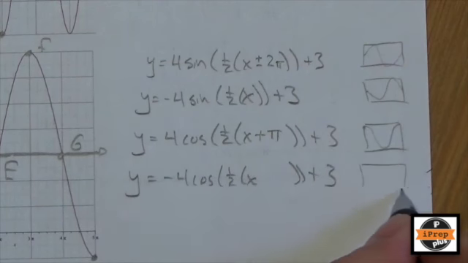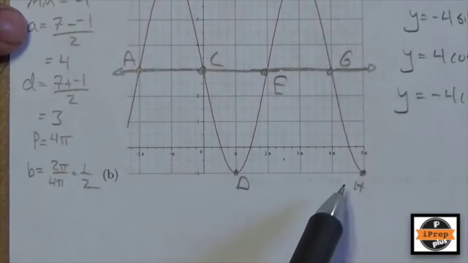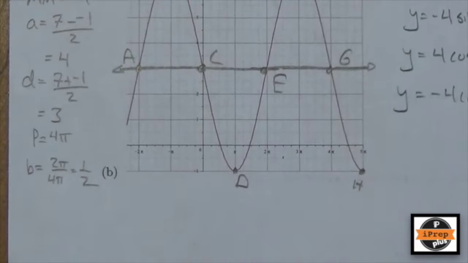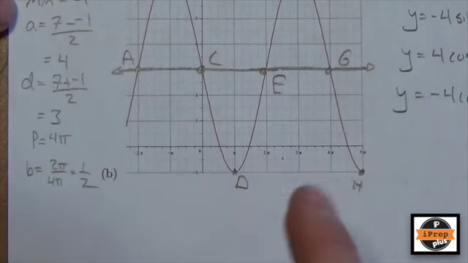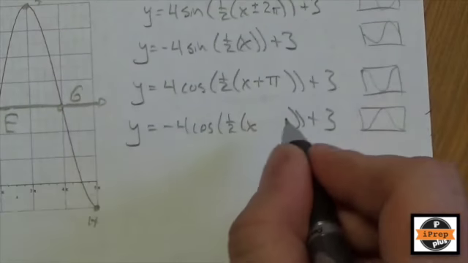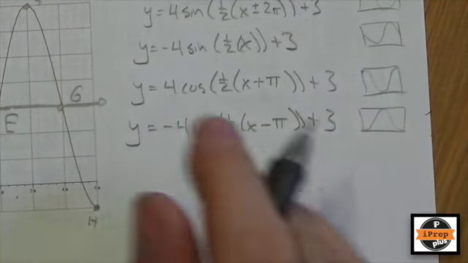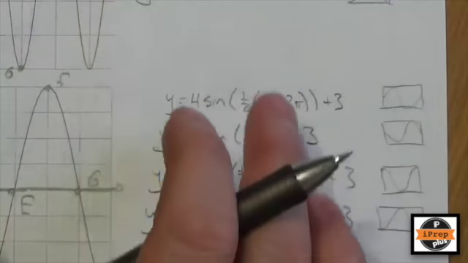And now finally, negative cosine would start at the bottom and come up, go down. And over here, it's either going to be D or H. And as I hinted at before, it really isn't going to be H, it's going to be D. And how far over is that? Well, it's a pi to the right. So that's going to be minus pi. And so those are the four possible equations that we're trying to get at with this particular graph.